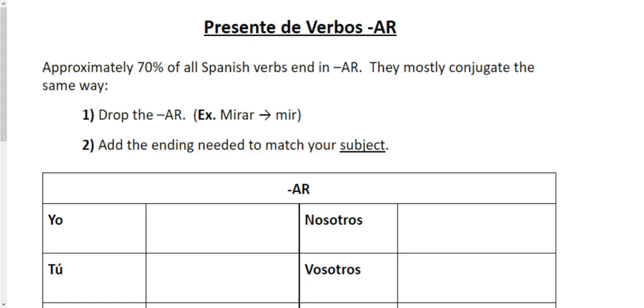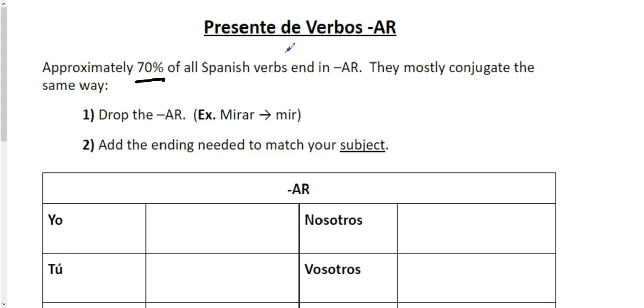That's fine, but we don't need to learn a separate chart for every single verb, only for the irregular ones. The majority of verbs, we can just learn a chart and use that for all the ones that are in the same group. So as I mentioned before, AR verbs account for about 70% of all verbs in Spanish. That's a lot of verbs, okay?